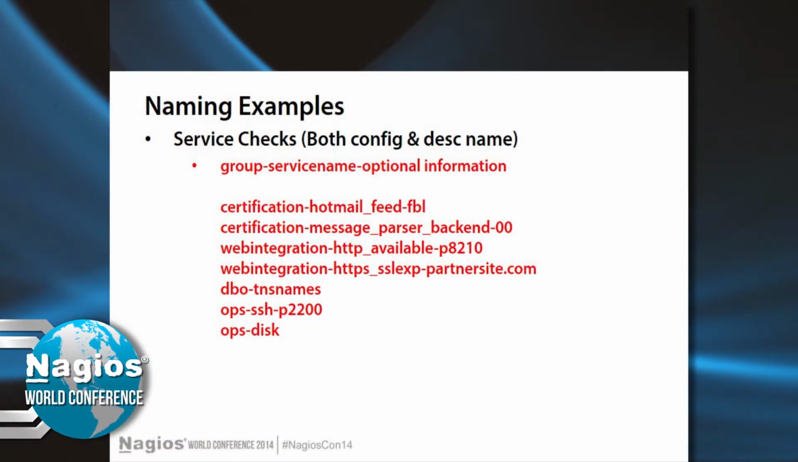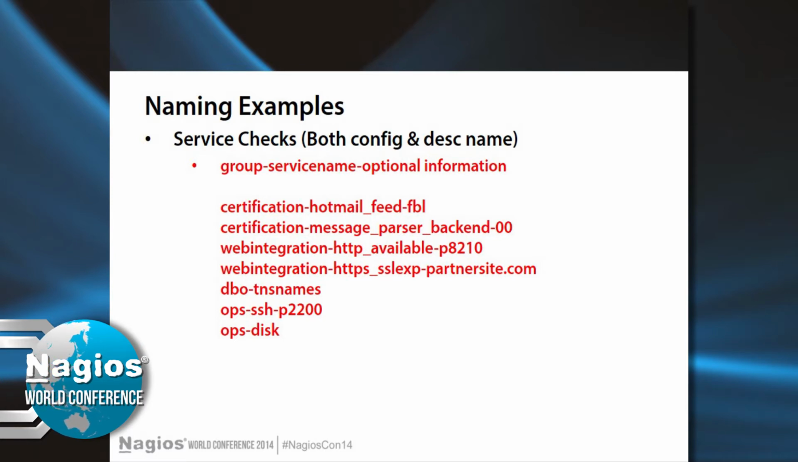So let's jump ahead here. Let's look at some naming examples. Here, I've got group-service name-optional information with some examples. So my certification group gets data from Hotmail, and it's an FBL feed. So for naming, we name it certification-hotmail_feed-FBL. If I wanted to go into CCM and see everything owned by certification, I just type search for certification inside CCM. I see all their checks.